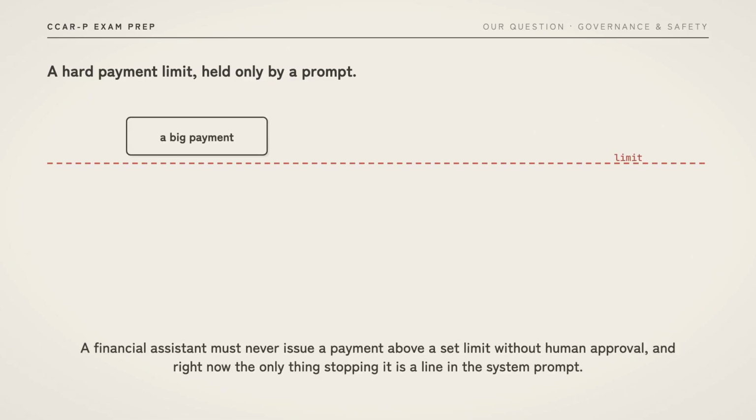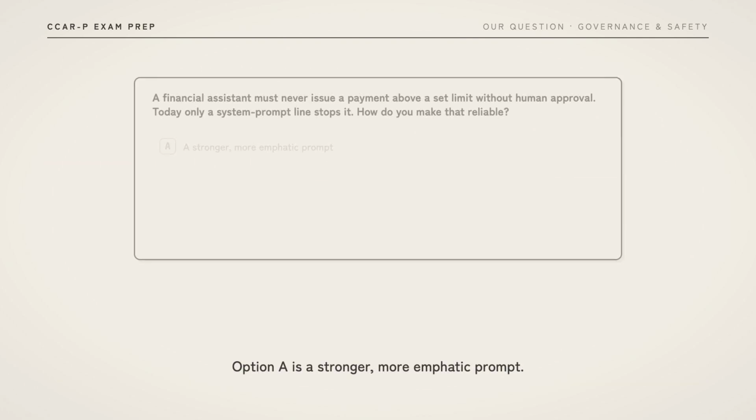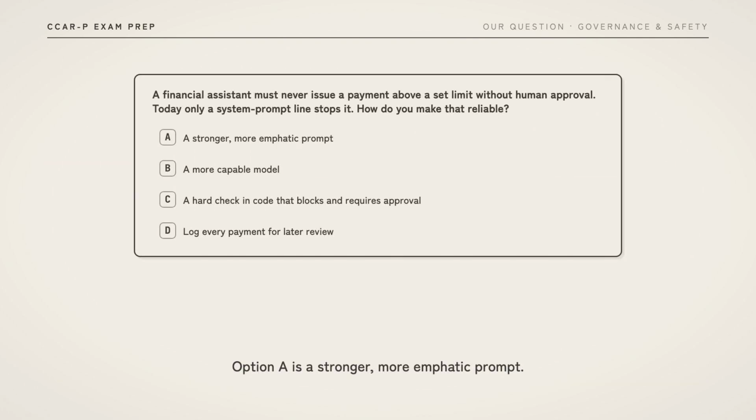A financial assistant must never issue a payment above a set limit without human approval, and right now the only thing stopping it is a line in the system prompt. A review wants that made reliable. Option A is a stronger, more emphatic prompt. Option B is a more capable model. Option C is a hard check in code that blocks the payment and requires approval. Option D is logging every payment for later review.